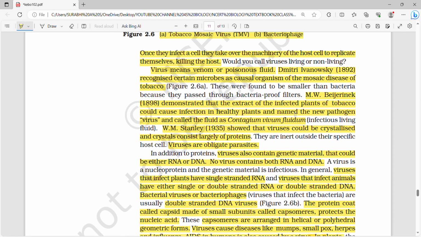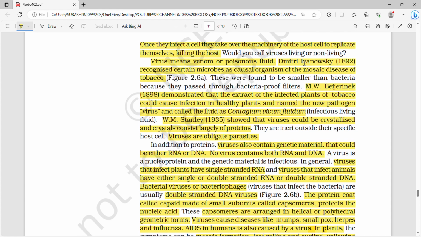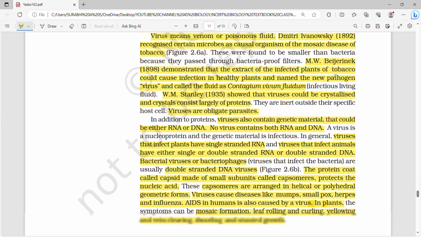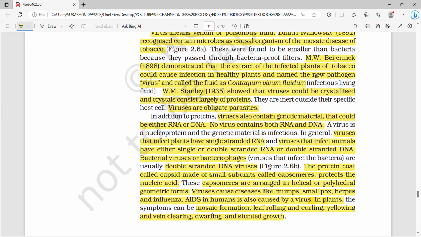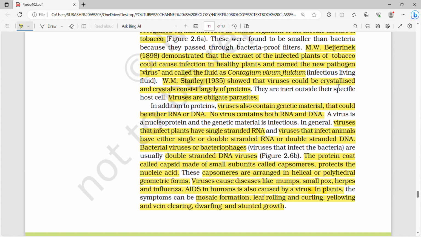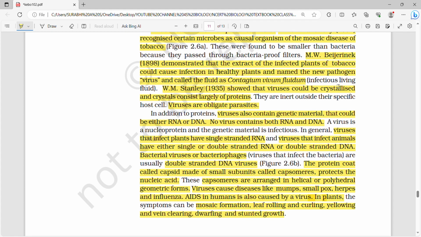Once they infect a cell, they take over the machinery of the host cell to replicate themselves, killing the host. Virus means venom or poisonous fluid. You have to remember these names. Who gave what? Dmitry Ivanovsky recognized certain microbes as causal organism of the mosaic disease of tobacco. So he gave this mosaic disease of tobacco. M.W. Beijerinck demonstrated that the extract of the infected plants of the tobacco could cause infection in healthy plants and named the new pathogen virus. He called the fluid Contagium vivum fluidum, which means infectious living fluid.